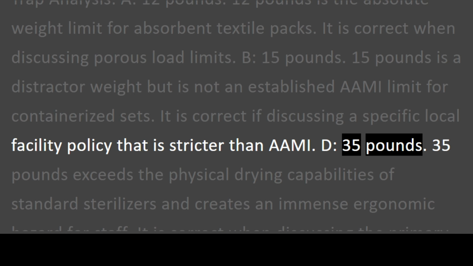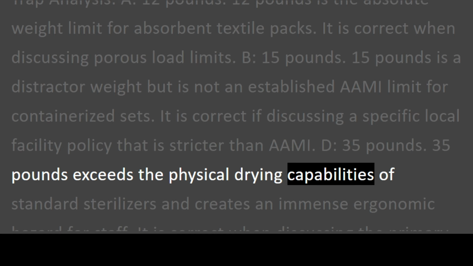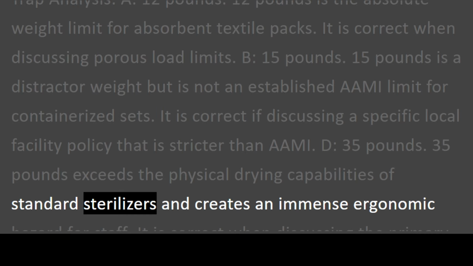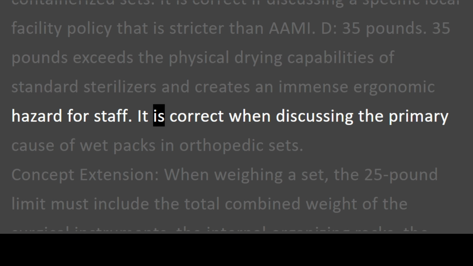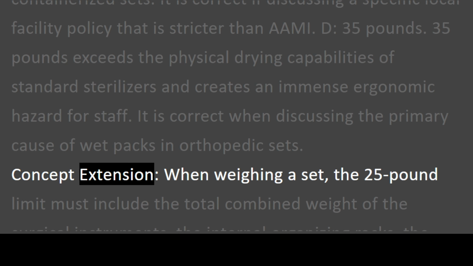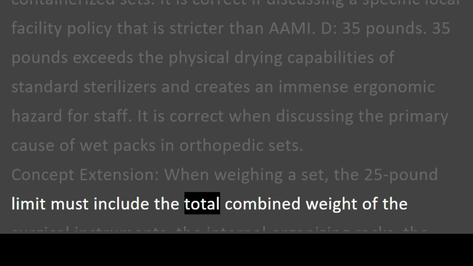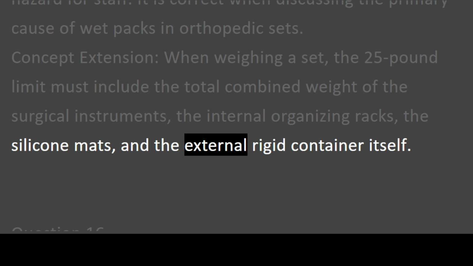D. 35 pounds. 35 pounds exceeds the physical drying capabilities of standard sterilizers and creates an immense ergonomic hazard for staff. It is correct when discussing the primary cause of wet packs in orthopedic sets. Concept extension. When weighing a set, the 25-pound limit must include the total combined weight of the surgical instruments, the internal organizing racks, the silicone mats, and the external rigid container itself.